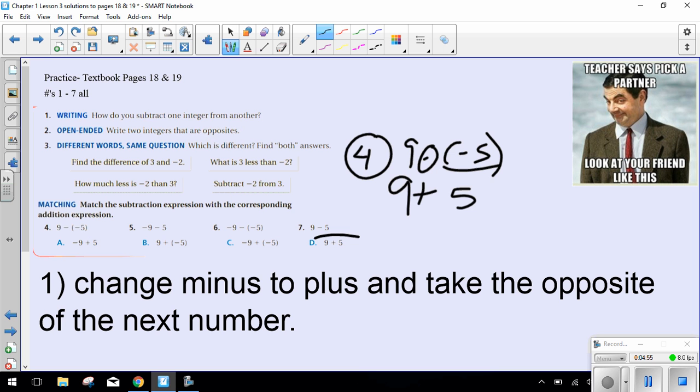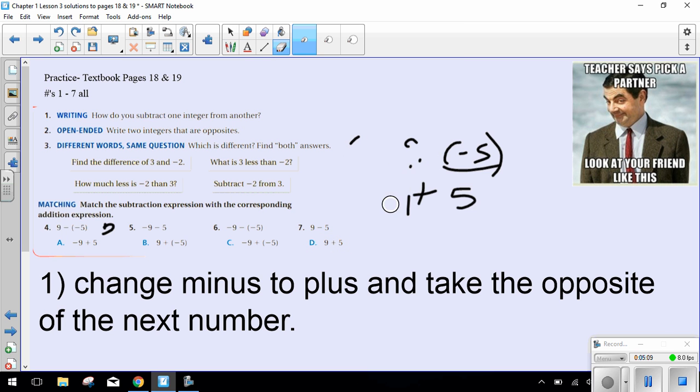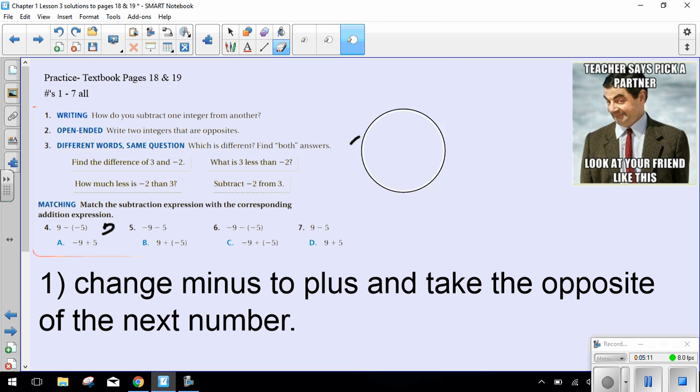So we have letter D. The answer to number 4 is D. Kind of hard to write in these little spaces. All right, good enough. Let me just cross this out.